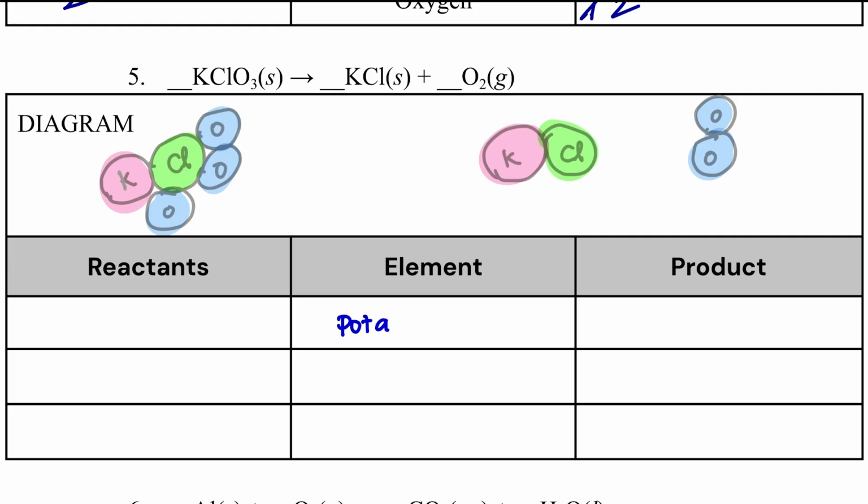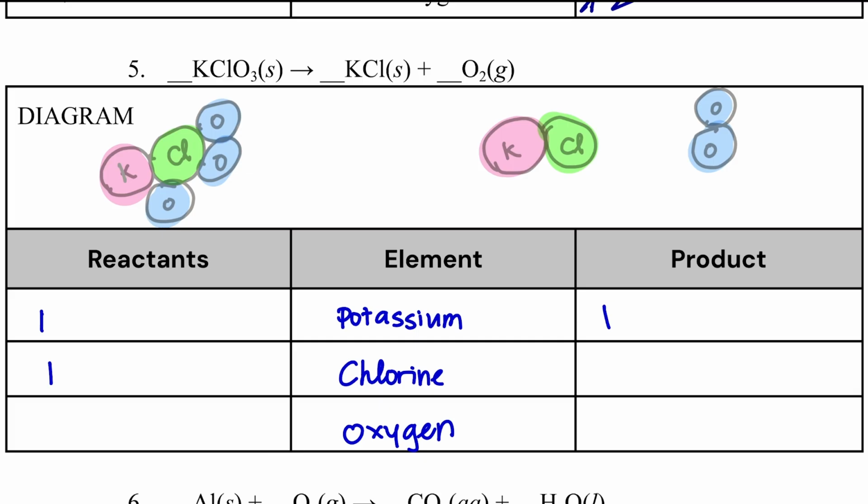Let's go ahead and write down the elements in our atom inventory. So potassium, and then we've got chlorine, and then we have oxygen. And we have 1 potassium on the reactant side and 1 on the product side. We have 1 chlorine on the reactants and 1 on the product side. We have 3 oxygens in the reactants and 2 oxygens in our product.